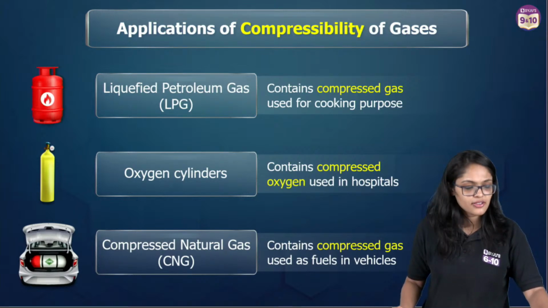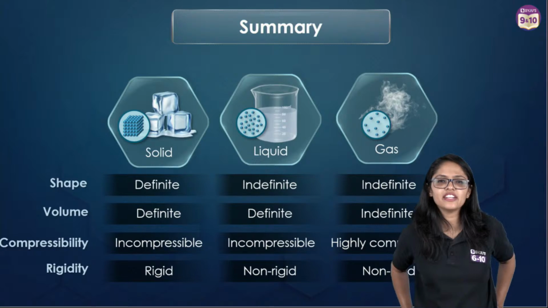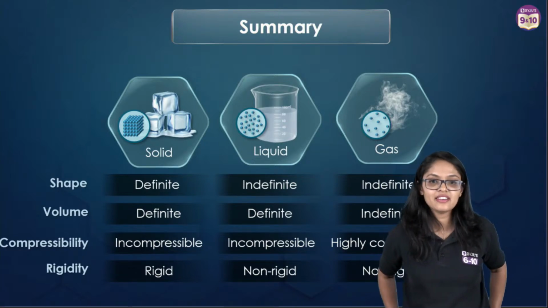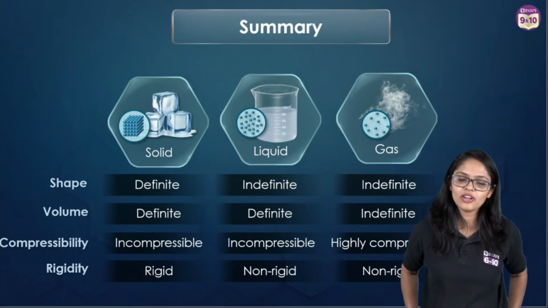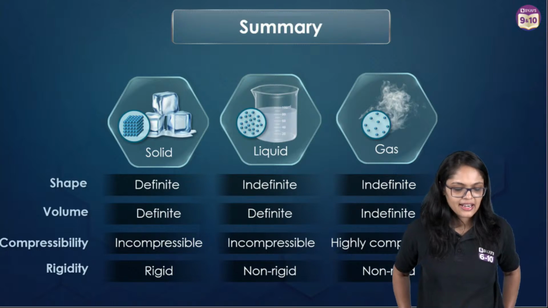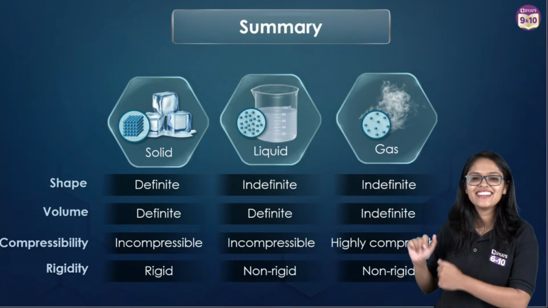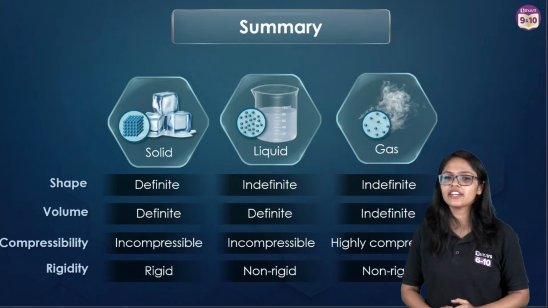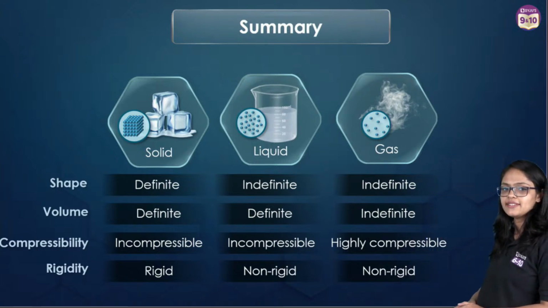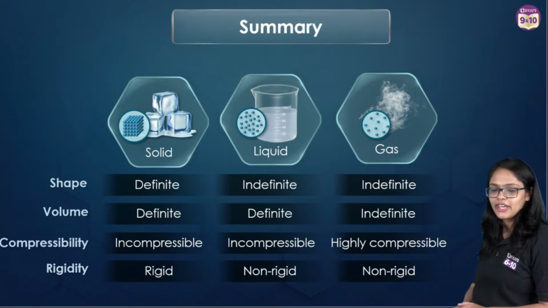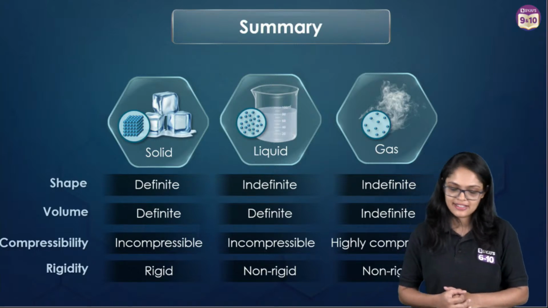Cool, okay. So let's summarize what we have studied today. So we have studied there are three states of matter: solid, liquid and gases. And here we have the characteristics. If you want to take a screenshot of it, you can take it. Okay. So, solid, liquid, gases.